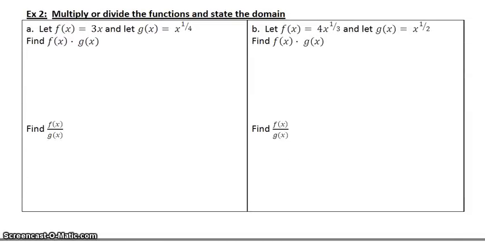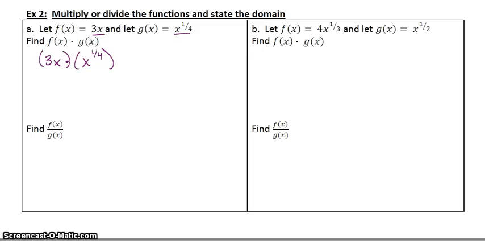So what they're going to do is they're going to give us two different functions. We're going to multiply them using some more of our exponent properties here. So now I have my function f of x, I'll fill it in. My function g of x, I'll fill it in. And now you just have to remember our exponent properties.